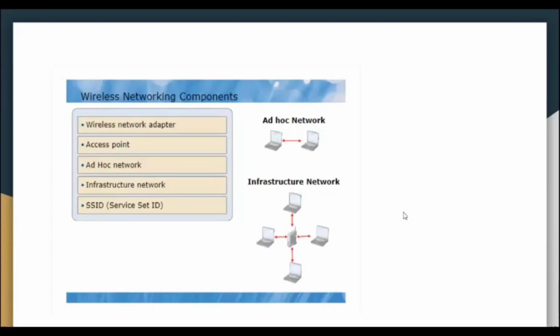So those are the wireless networking components. We have the wireless network adapter, the access point, the ad hoc network, the infrastructure network, and the SSID, or the service set identifier.